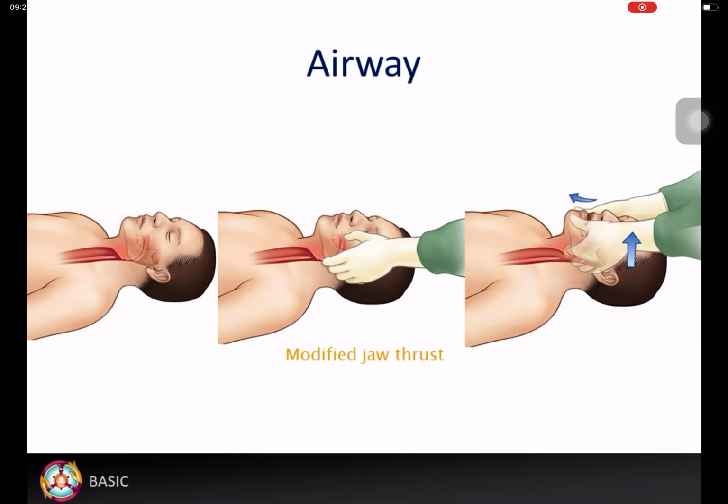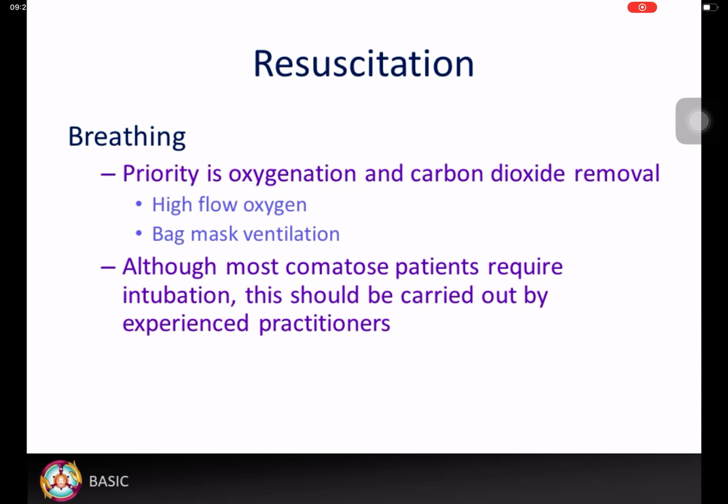When manipulating the airway of a patient with head injury, remember the possibility of an associated cervical spine injury. The modified jaw thrust is a useful method of opening the airway without exacerbating any cervical cord lesion. Give high flow oxygen, and if the patient's breathing effort is insufficient, use bag mask ventilation to ensure adequate ventilation.